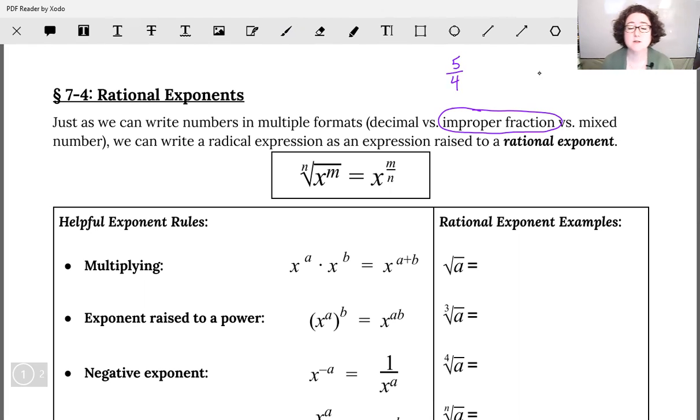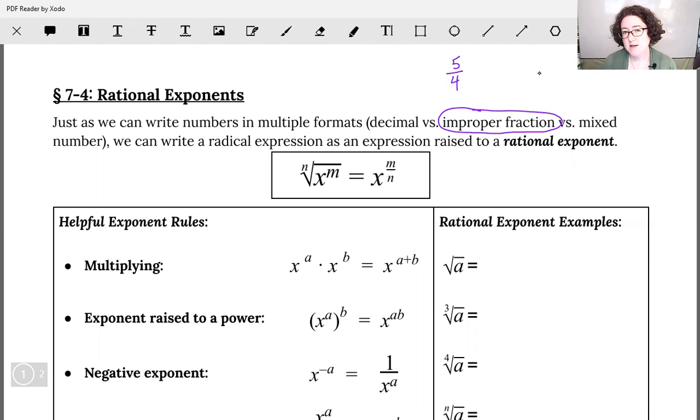When we have a radical expression where we have an index and our radicand, the index being the n that I have in that first box, we can rewrite that as a rational exponent. The numerator of that exponent is going to be whatever exponent is on the radicand, the number that's inside the radical, and our index is going to go in the denominator.